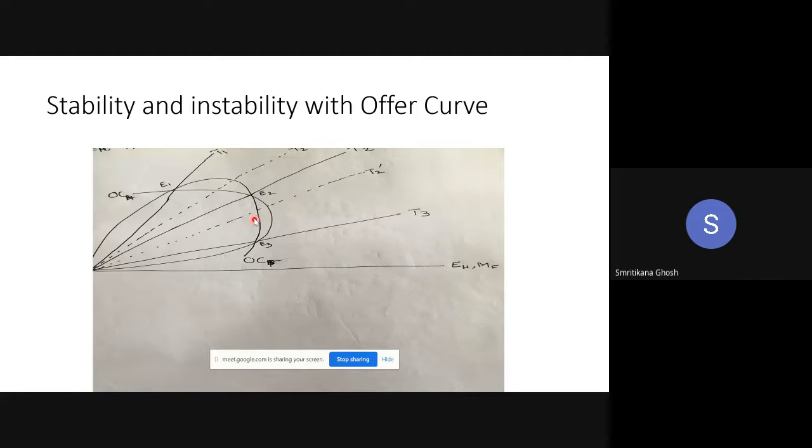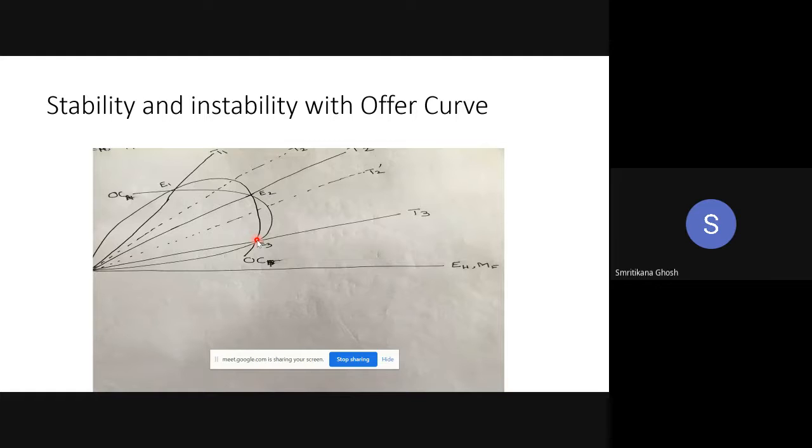Look, this is the offer curve of the home country, this one, AJ. And this is the offer curve of the foreign country, which is also backward bending. So both offer curves are backward bending and they are intersecting each other at different points. These points are called E1, E2, E3. So we can get three equilibrium points if both are backward bending.